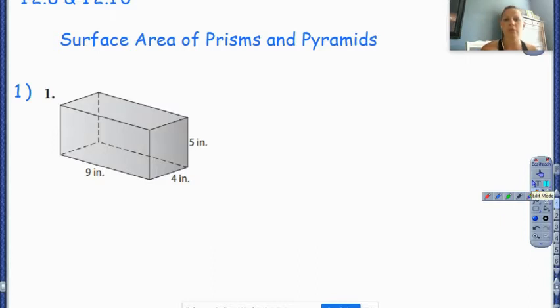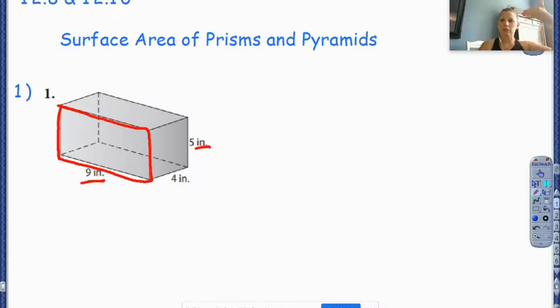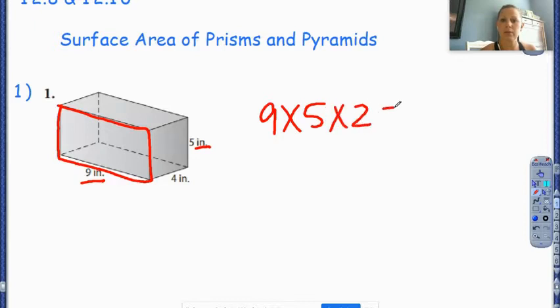I'm going to start off by finding the area of my front face. The dimensions of that are 9 by 5. There's that rectangle in the front, and then it's also in the back. So I'm going to multiply that by 2. 9 times 5 times 2.